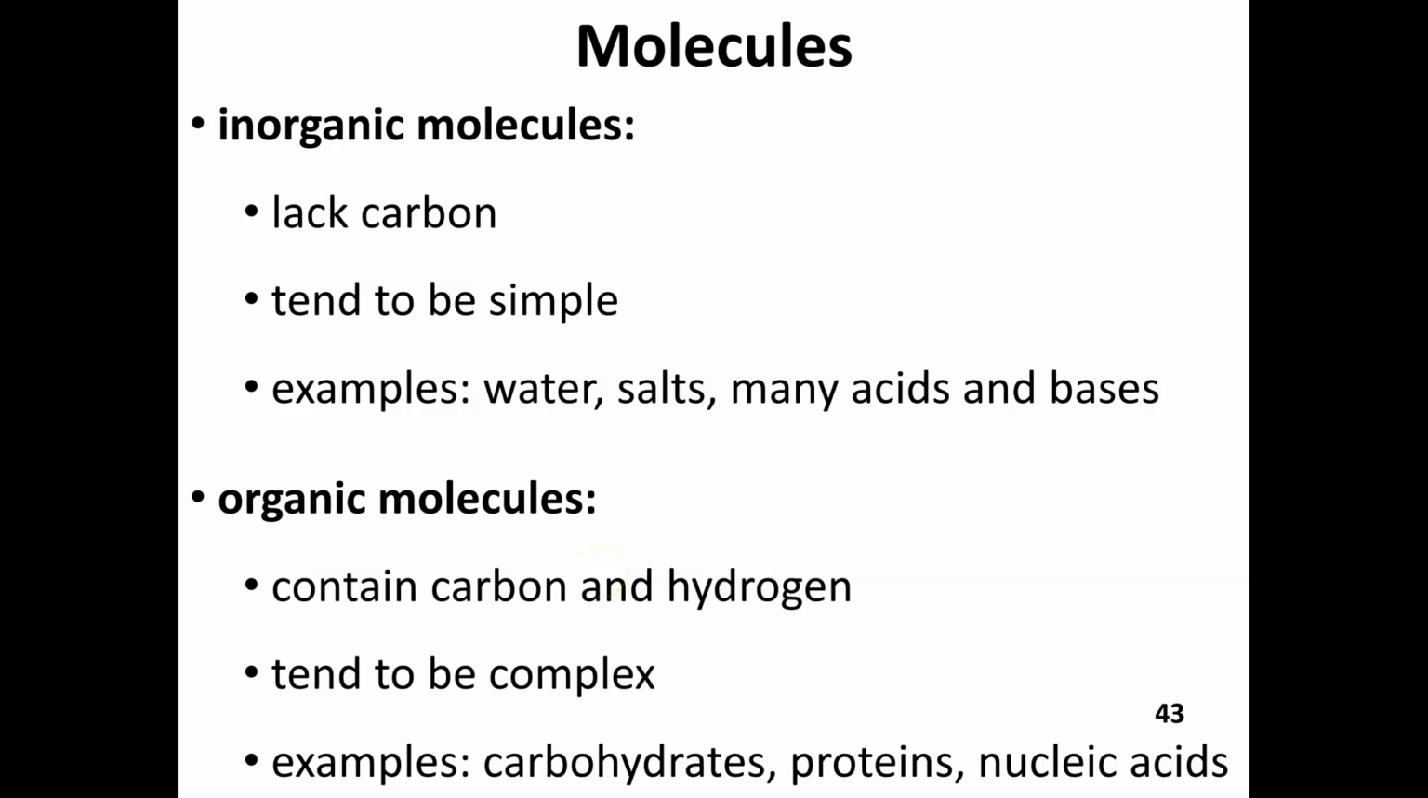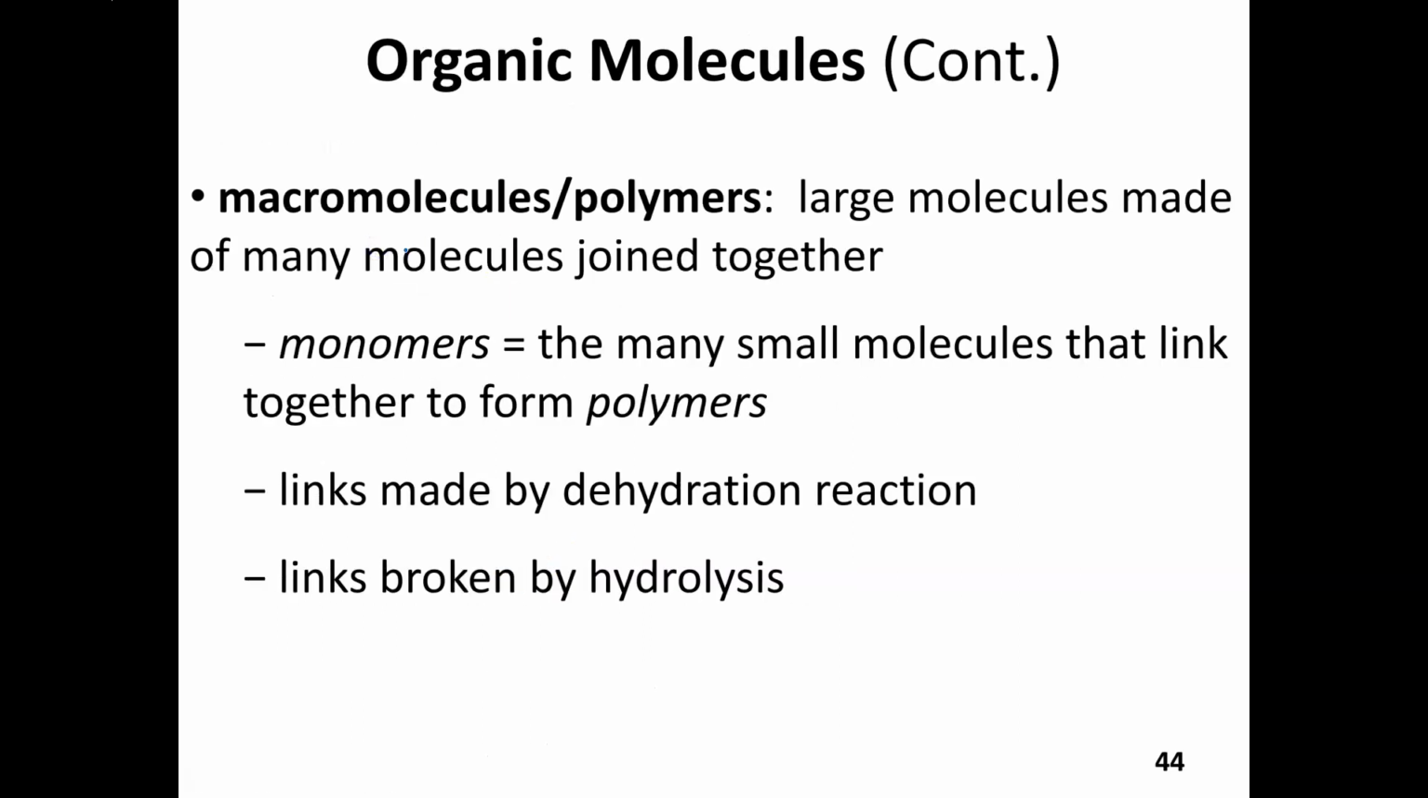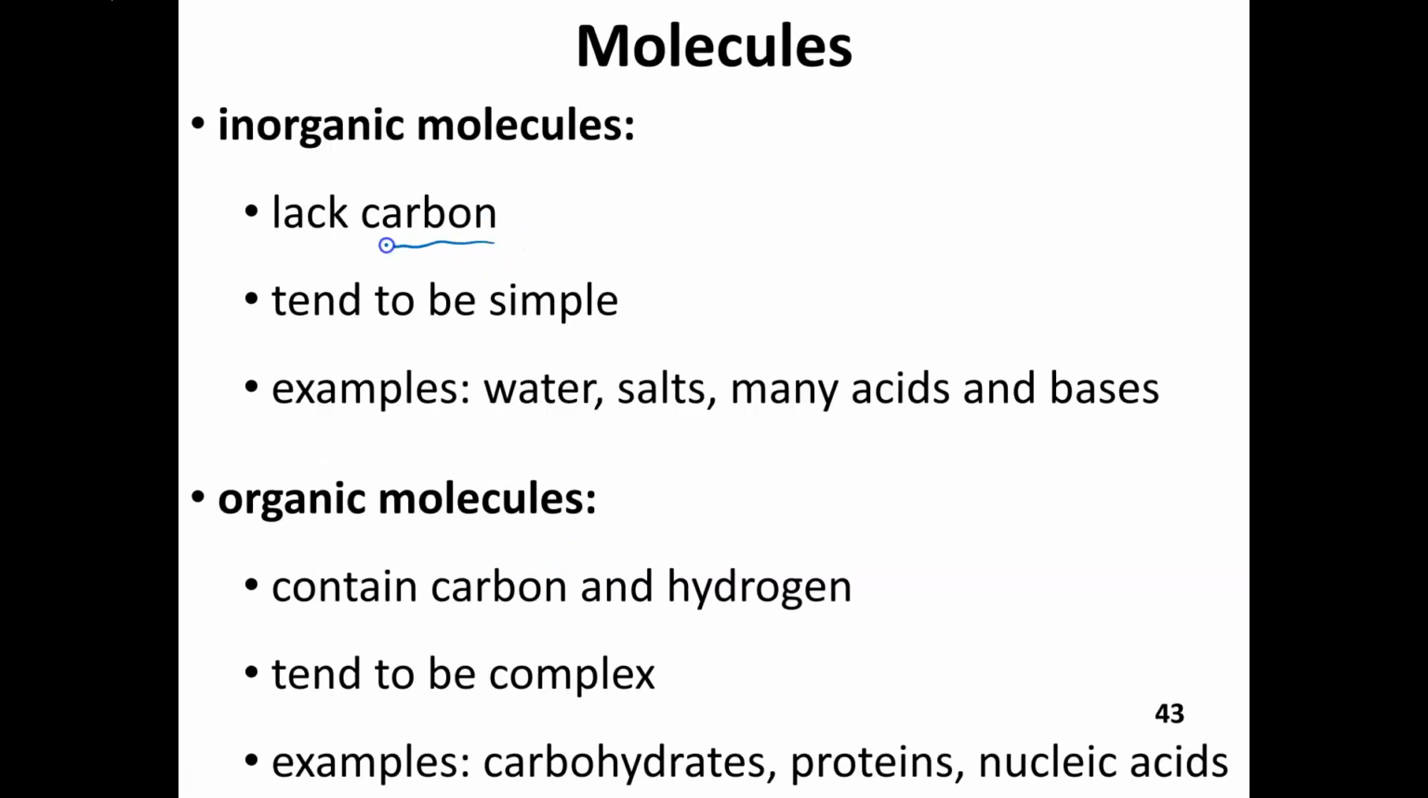Thus far in our lectures, we've been talking about atoms and inorganic molecules. Inorganic molecules are molecules that lack carbon, and they tend to be very simple. I say tend. Organic molecules, which we're going to start talking about now, are carbon and hydrogen based. So they always contain carbon and hydrogen, and they tend to be very complex.